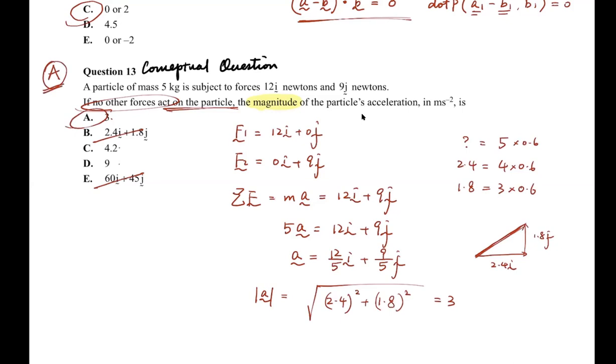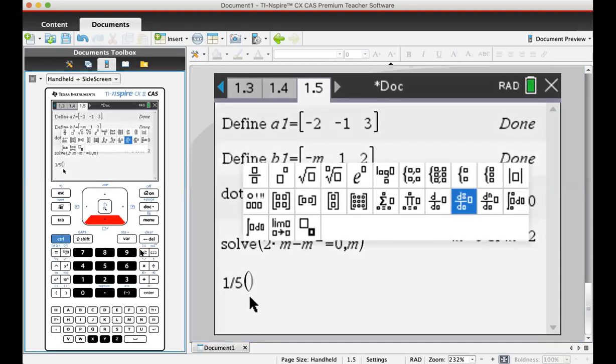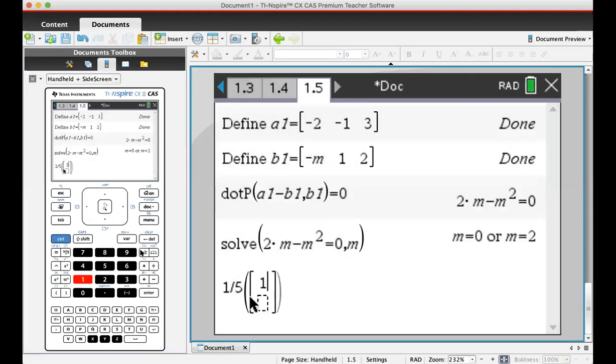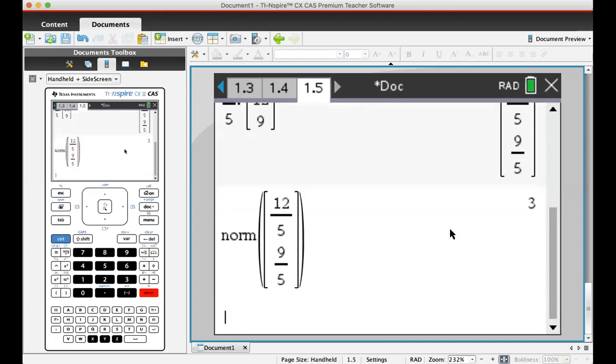Better verify that with my CAS calculator. Yes, definitely. How? We have something like 1/5 bracket 12, 9. Okay, there we go. This is my vector, force vector, net force. Now, NORM, which is the magnitude of that force, 3. That's it. We are correct. Very happy. Moving on to the next question.